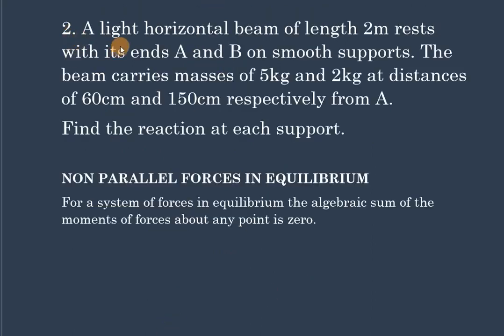Example 2 is saying that a light horizontal beam of length 2 meters rests with its ends A and B on smooth supports. The beam carries masses of 5 kg and 2 kg at distances 60 centimeters and 150 centimeters respectively from A. Find the reaction at each support.